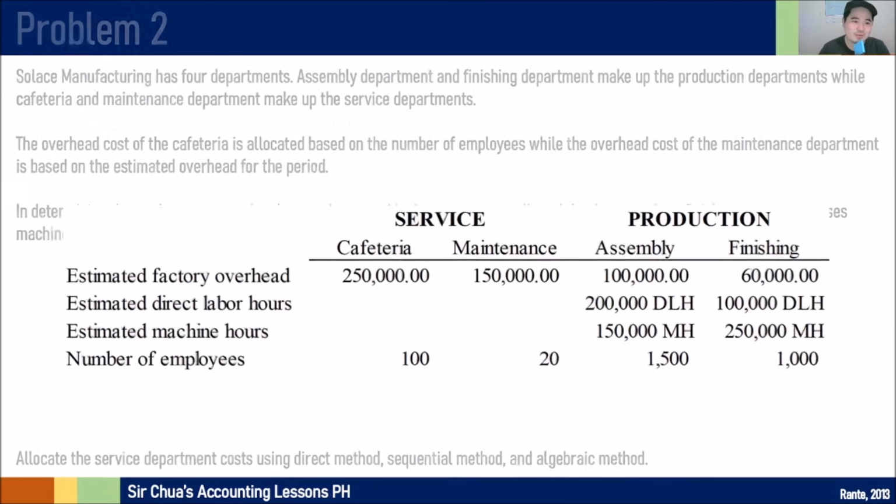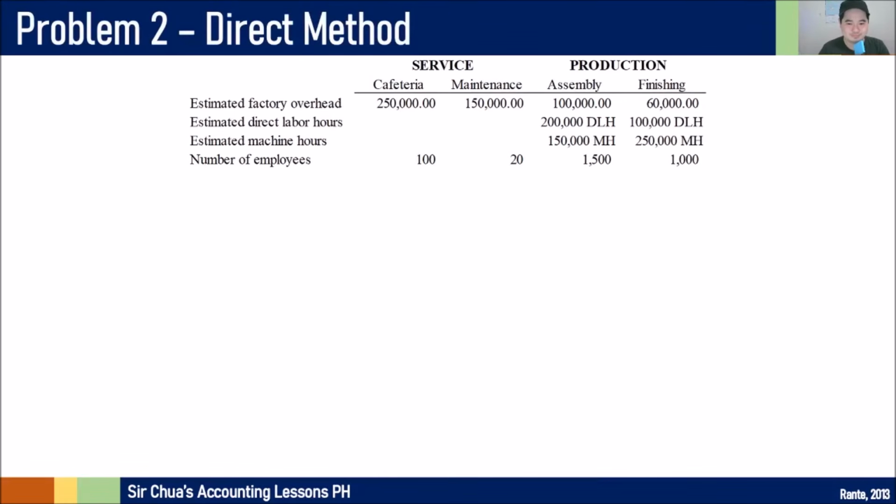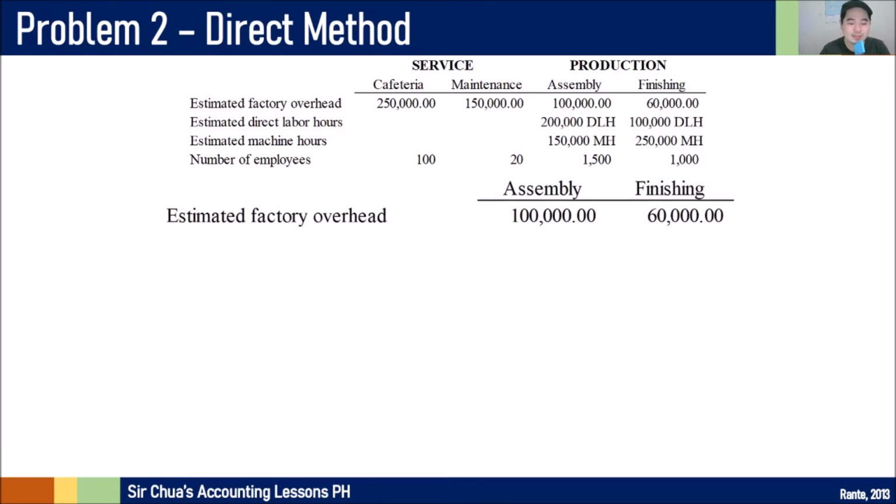And let's do it one by one. Let's first discuss direct method. O ganito gagawin nyo. Gagawa kayo ng dalawang table, isa sa assembly tsaka sa finishing. Ang starting amount natin ng factory overhead nila is syempre itong 100,000 for assembly and 60,000 sa finishing. Sabi ko sa inyo, pag direct method, kung ano lang yung cost dun sa service, bibigay mo dito. So, 250, bigyan mo si assembly, si finishing. 150 ni maintenance, bigyan mo lang din si assembly, tsaka si finishing. Ganun lang kasimple pag direct method.